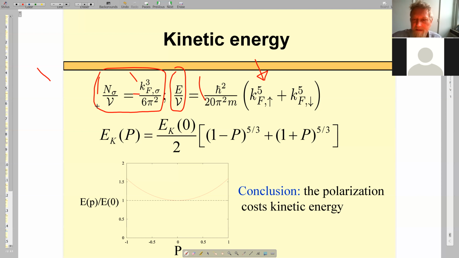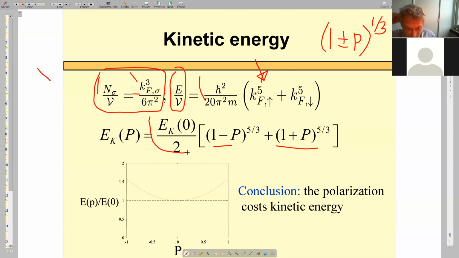This gives me factors 1 plus minus p, the different numbers of electrons, to the power 1/3. That will be the wave vectors. And I put them into power 5. Good, that's what I got. This is a contribution from electrons up, and this is for electrons down. And there is a coefficient, which is just the kinetic energy without polarization.